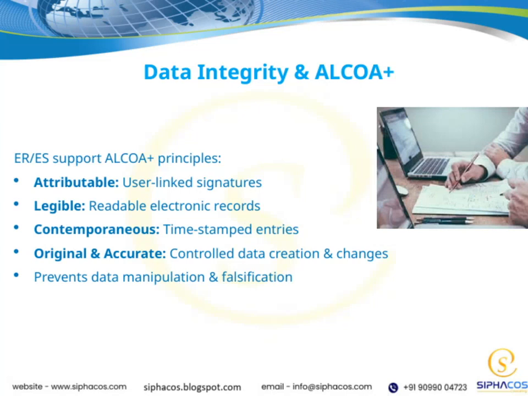Now, let's look at how ER&Es support the ALCOA plus principles. First, attributable means that every record should be linked to a specific user through signatures. This ensures accountability. Next, legible refers to maintaining readable electronic records, so information is clear and understandable when needed. Contemporaneous is about making sure entries are time-stamped, providing an accurate timeline of actions.